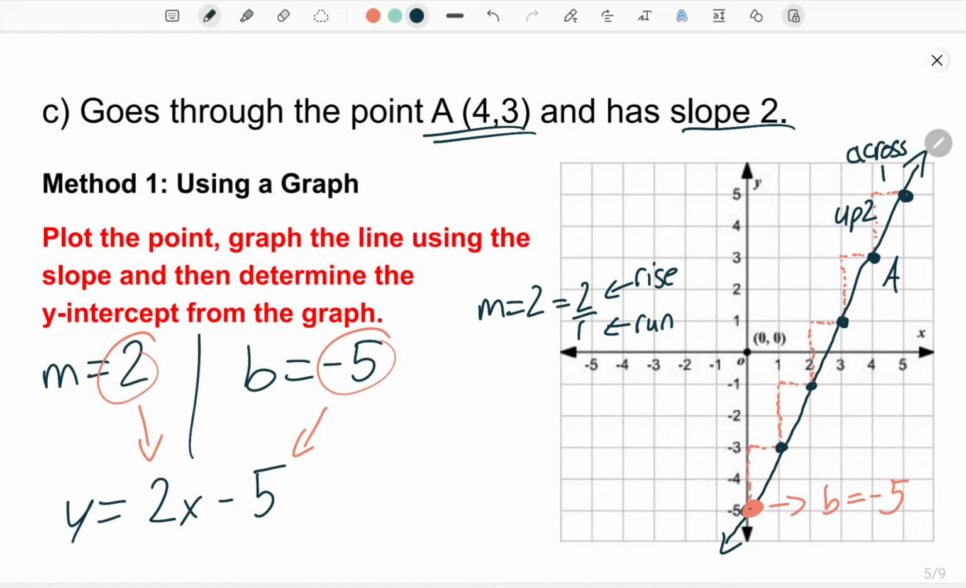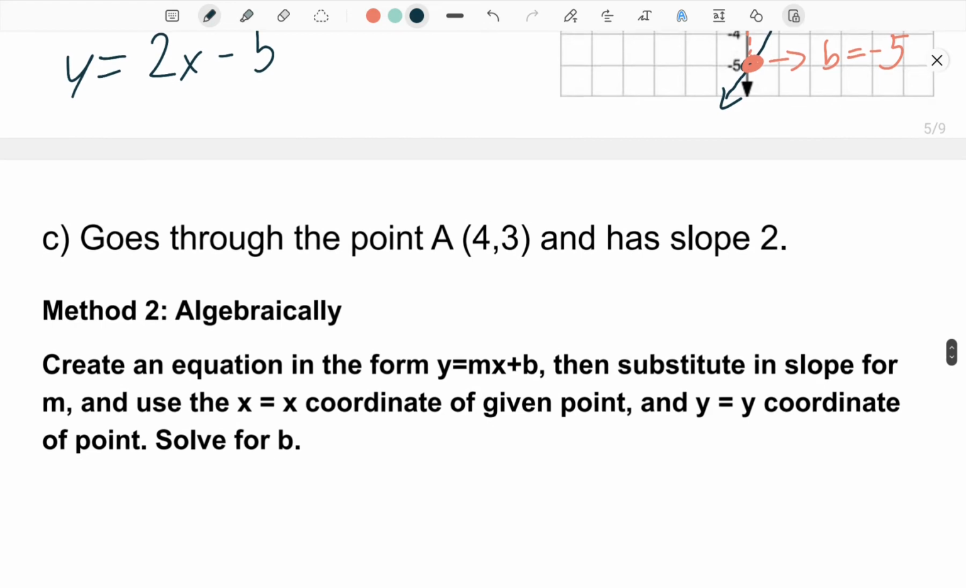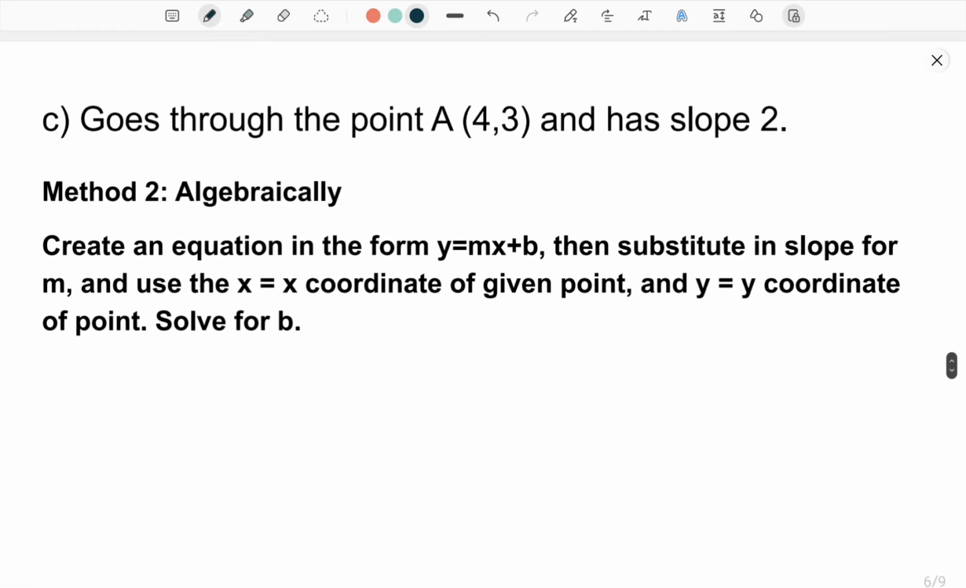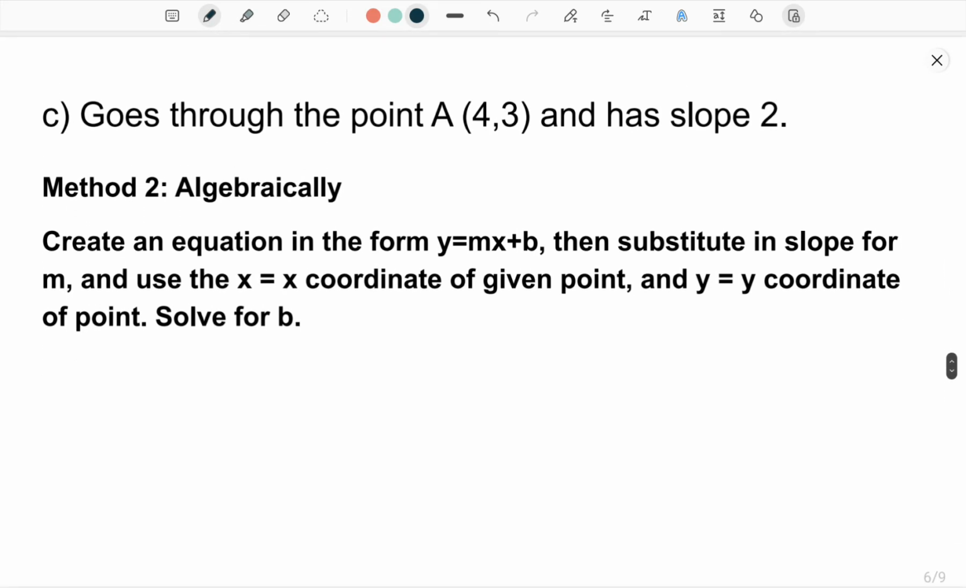All right, but is there another way to do this? Because maybe you don't have a grid set up right there for you. How else could you solve this? And this is going to be a very important method, going through it algebraically. So what we can do is we can actually create the equation, just a general form of the equation, with parts of it filled in. And then we can actually solve for our y-intercept just using algebra.